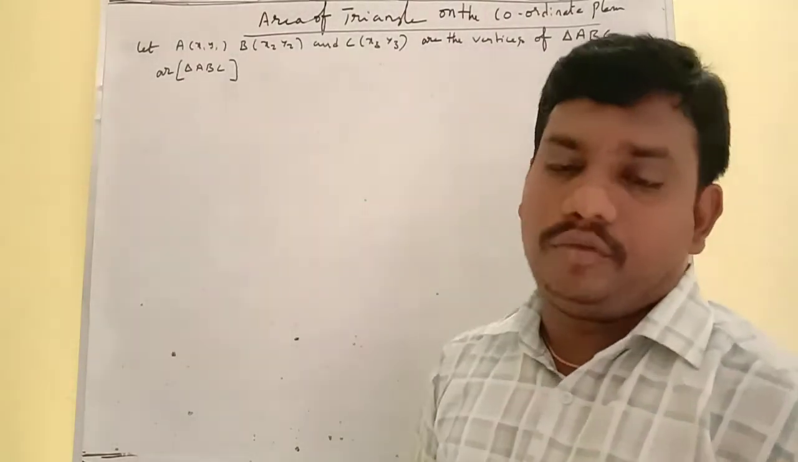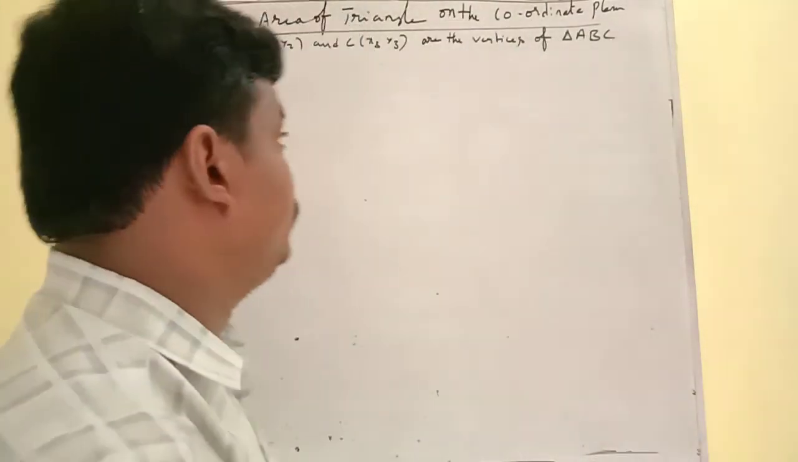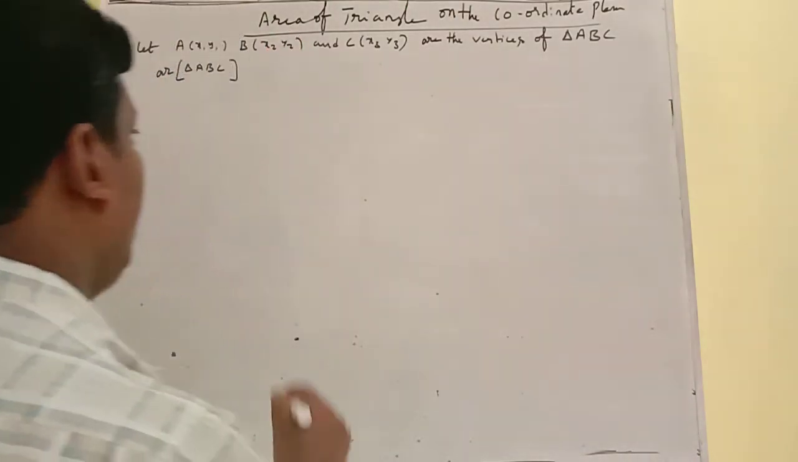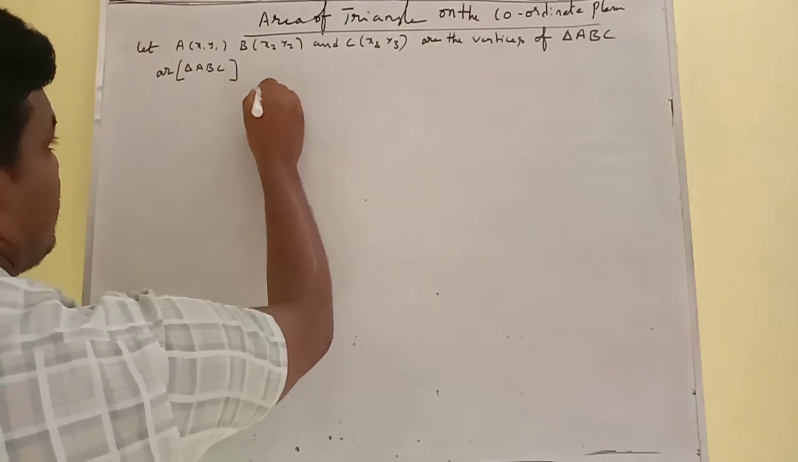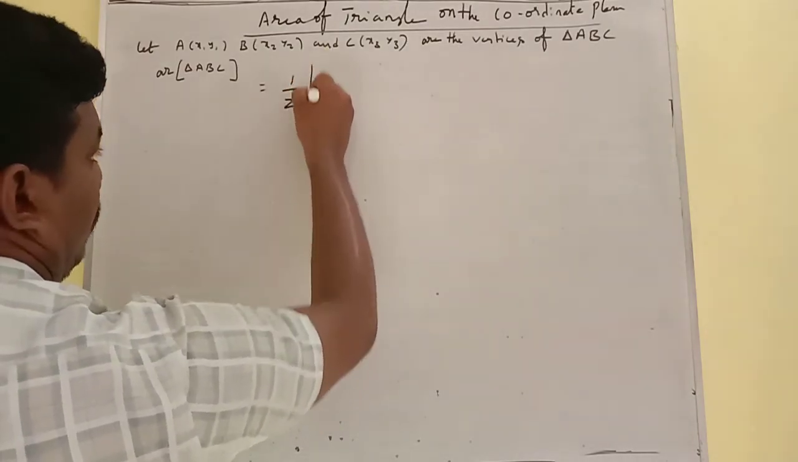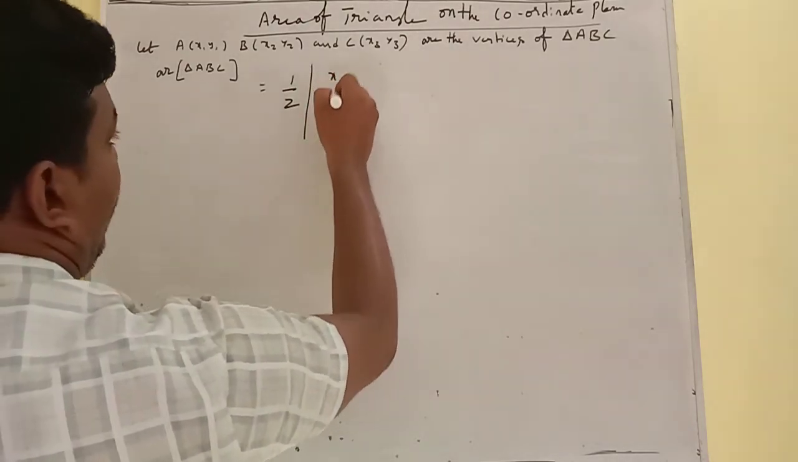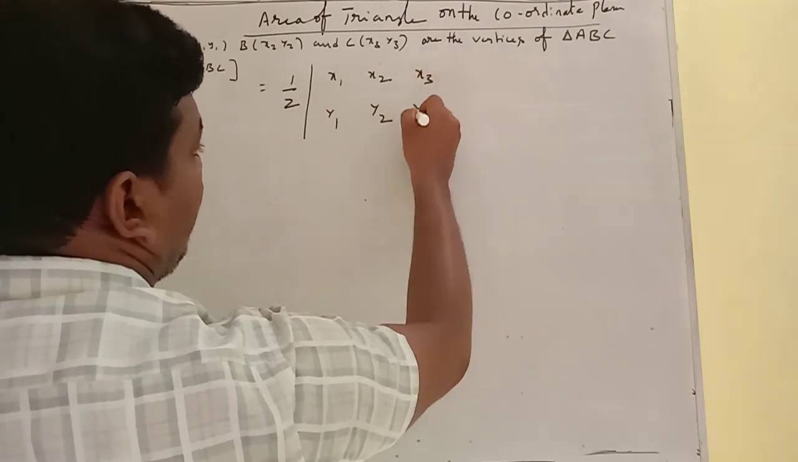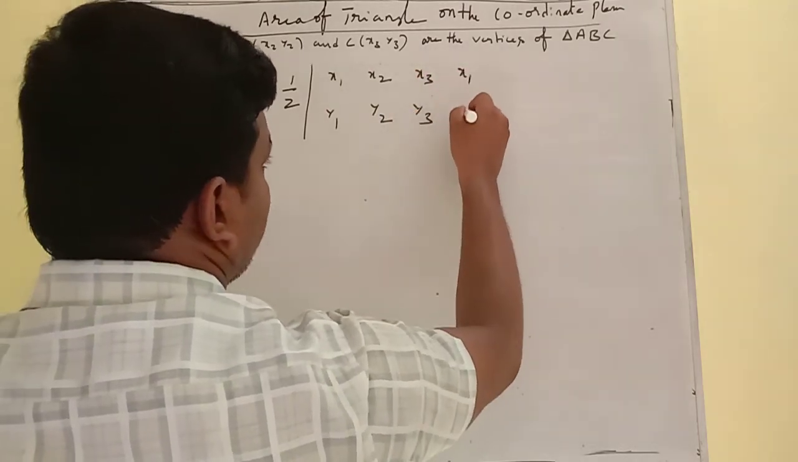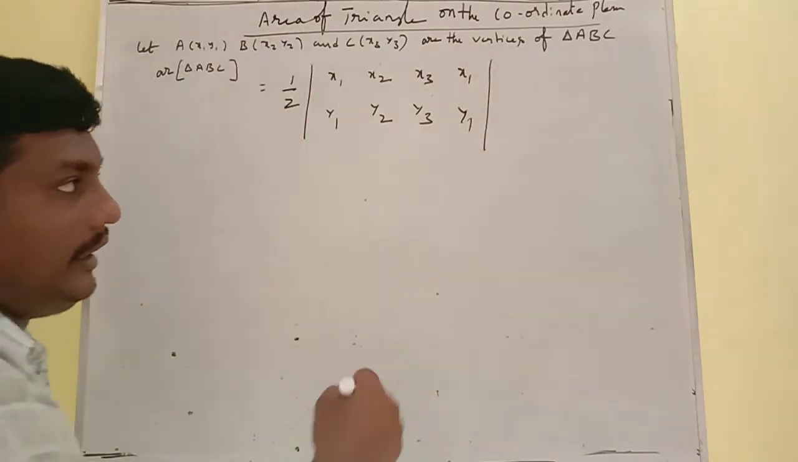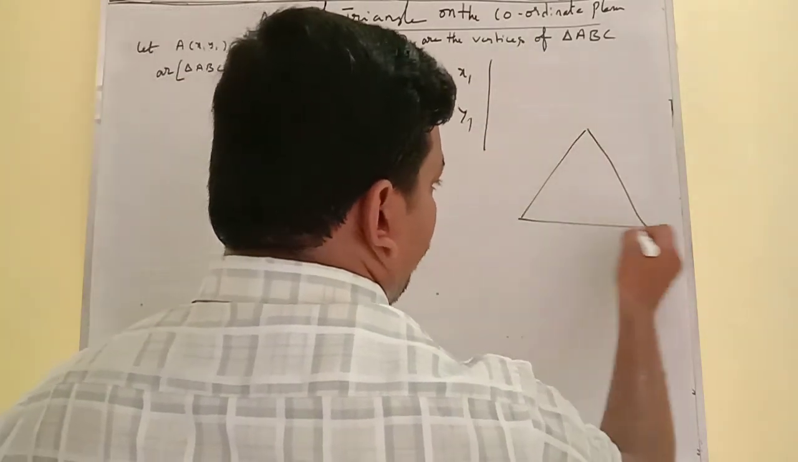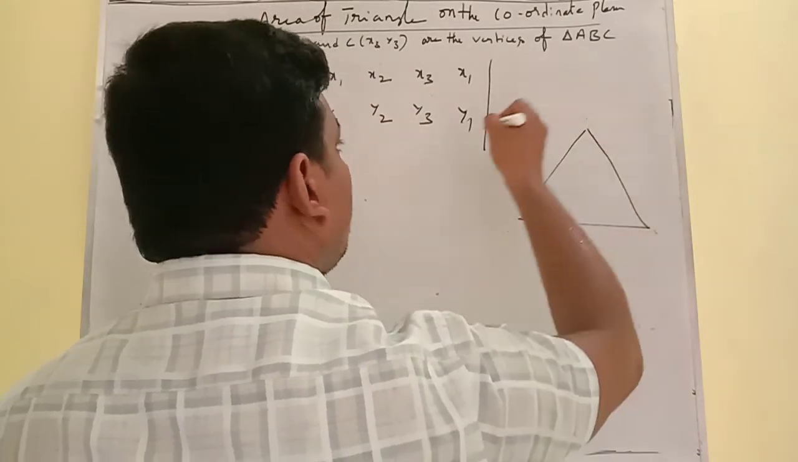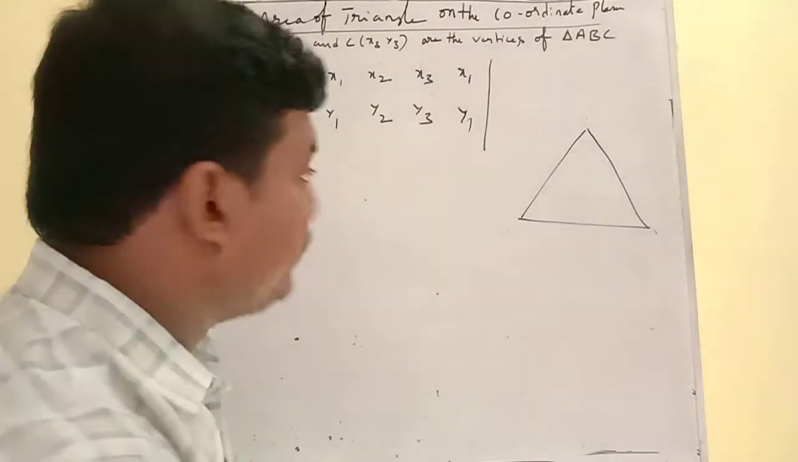Then, another way to represent the area of a triangle. What is the area of a triangle? When A(x1, y1), B(x2, y2) and C(x3, y3) are given, then the area of triangle ABC equals half into modulus of the determinant x1 y1, x2 y2, x3 y3, again cyclic, back to x1 y1. In a triangle, you consider A, B and C, and then again this side also, which is why we take cyclic terms.